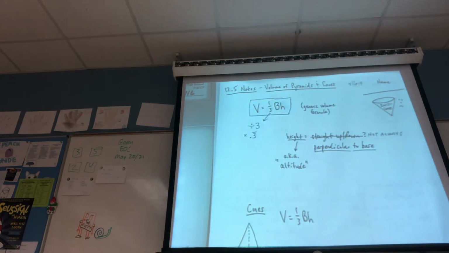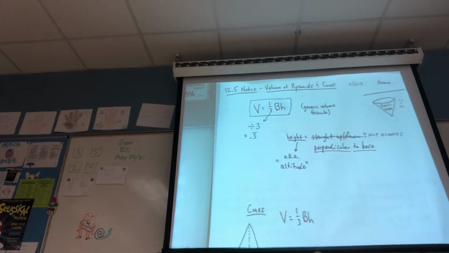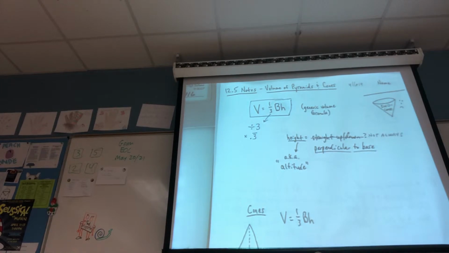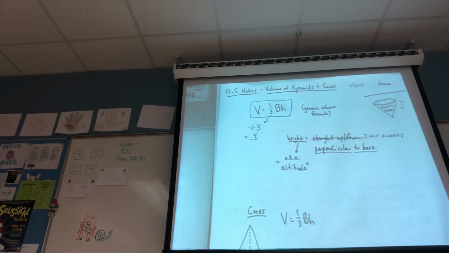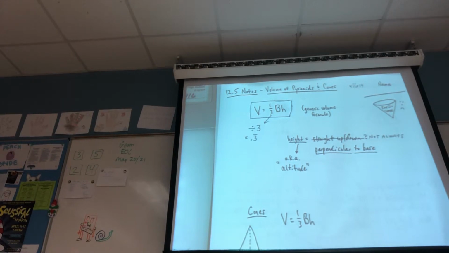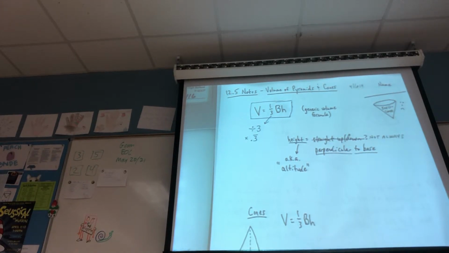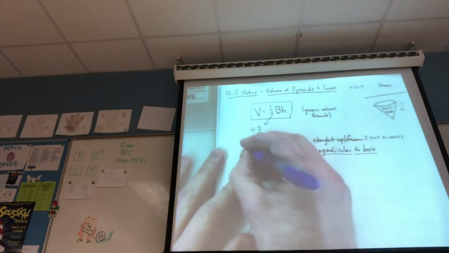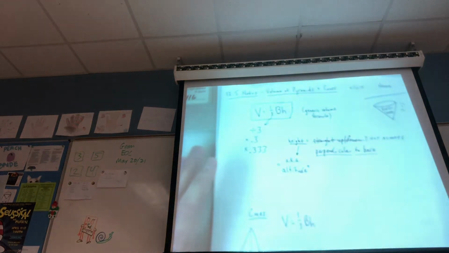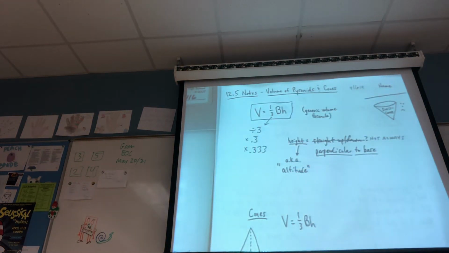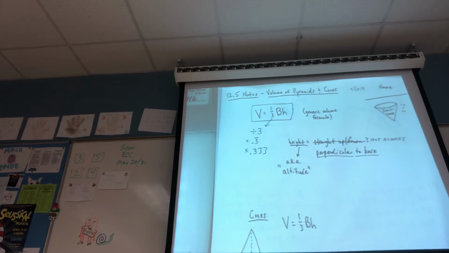Now, 1/3 is 0.3 repeating. If instead of dividing by 3, you're going to multiply it by the decimal, you need to use many, many 3s for accuracy. So if you're going to multiply it by a 0.3, I would use at least 3 or 4 3s, okay? So whichever way you want to find 1/3, you've got to find it somewhere along the way in the formula, all right?